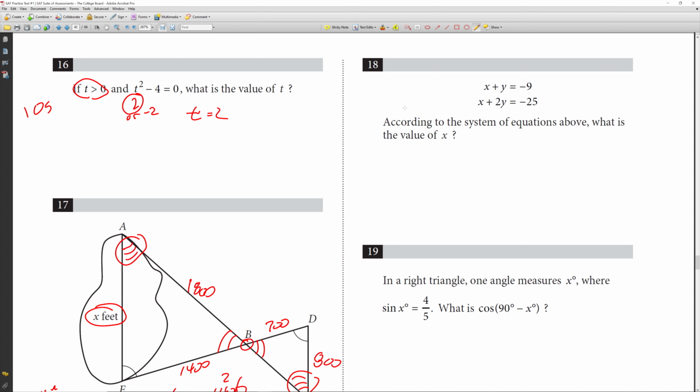This is a simple system of equations. This should take about 30 seconds. So according to the system of equations above, what is the value of x? If you're looking for x, you try to eliminate y. So how do I eliminate y from this thing?